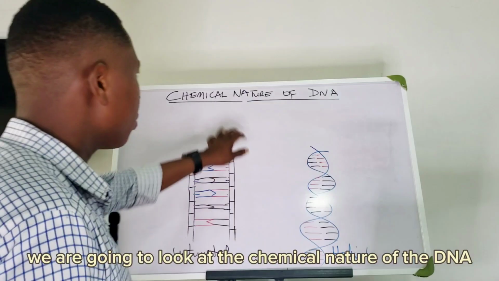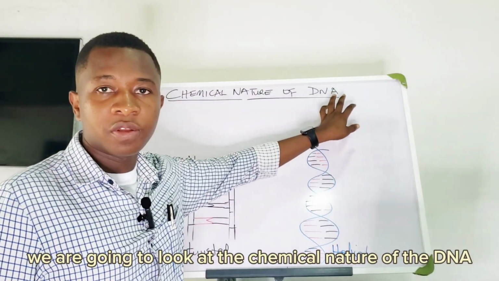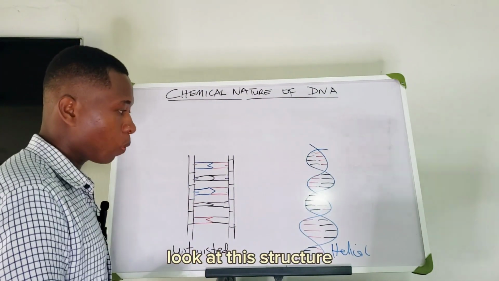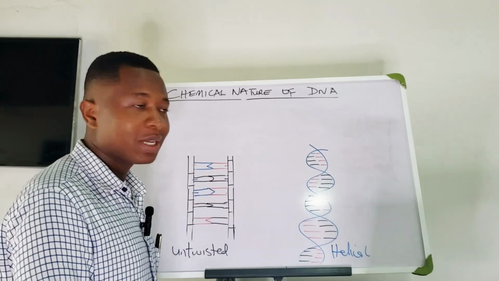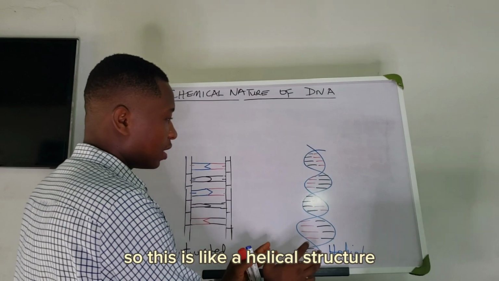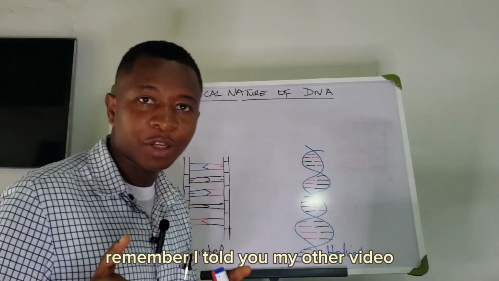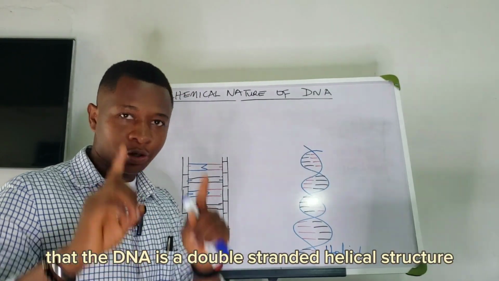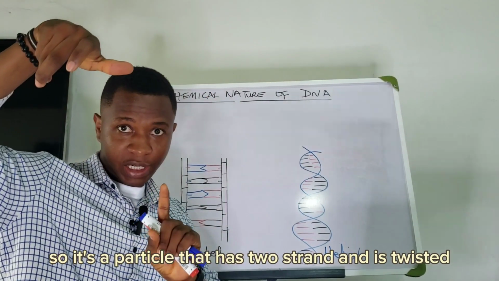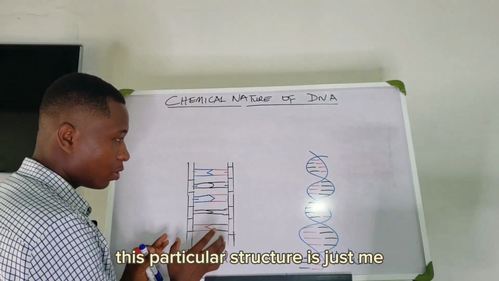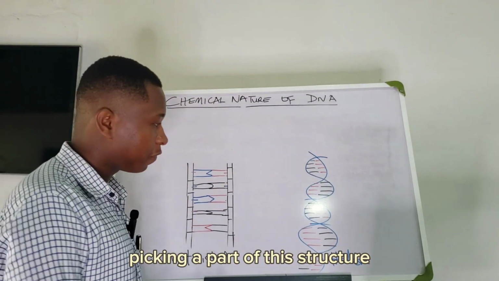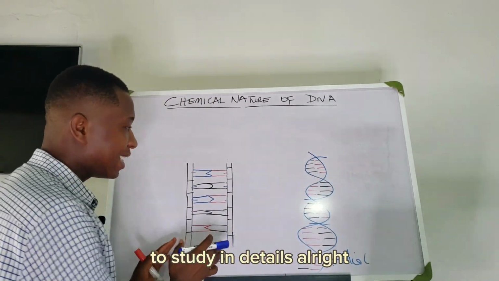All right. Now we're going to look at the chemical nature of the DNA. Now look at this structure and look at this other structure. They mean the same thing. They are the same thing. So this is like a helical structure. Remember I told you in my other video that the DNA is a double-stranded helical structure. So it's a molecule that has two strands and is twisted. Okay. Now this particular structure is just me picking a part of this structure to study in detail.